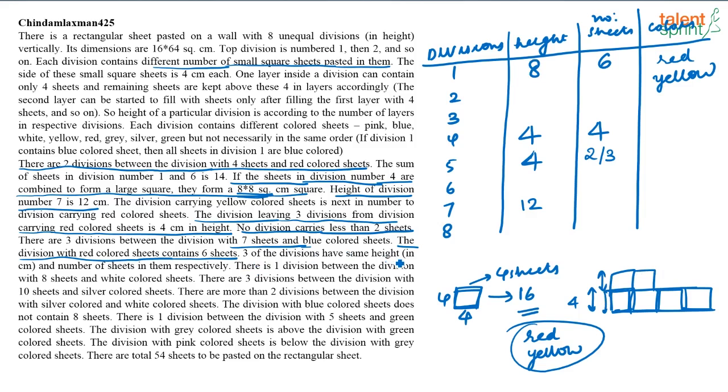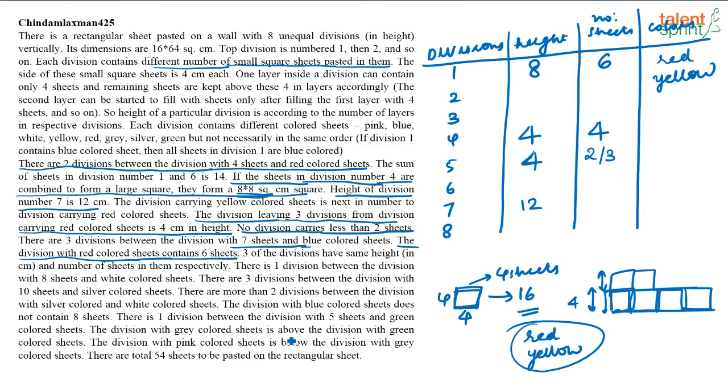3 divisions have the same height in centimeters and the number of sheets in them respectively. There is one division between the division with 8 sheets and the white colored sheets. So there is one division between the one which has 8 sheets and white colored sheets. There are 3 divisions between the division with 10 sheets and silver colored sheets. So there are more than 2 divisions between the silver colored and white colored sheets. See, look at this information.